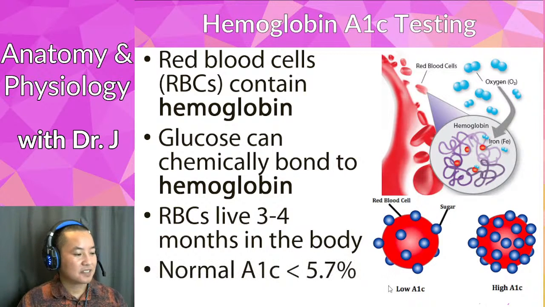So normal A1c is less than 5.7%. When the red blood cell is made, it's not going to have sugar attached to its hemoglobin. But as it lives out its life, around 3 to 4 months, it's going to encounter the sugar that's floating around in your bloodstream. And the more sugar there is, the more chances it will attach to the hemoglobin structure.